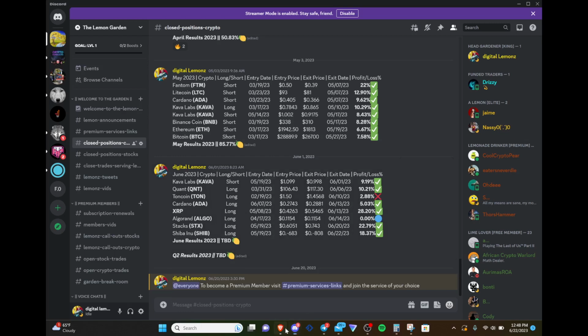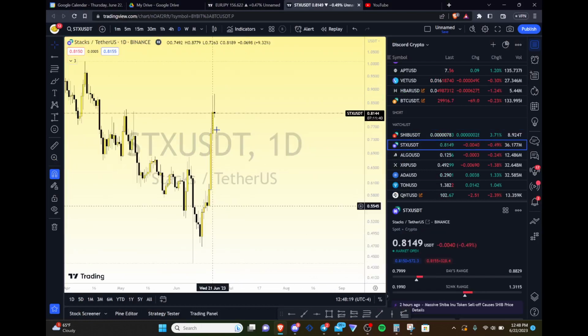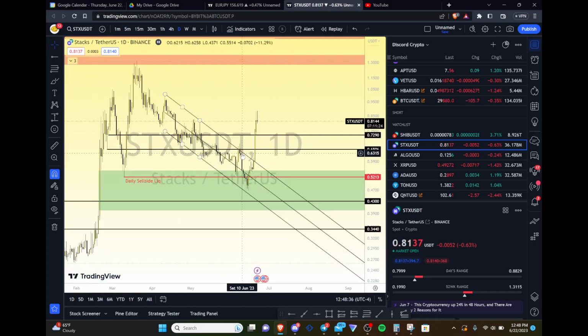Again, STX was a pretty monster trade as well. Very, very nice trade. Worked out really well. We closed it off of this candle right here. So we did leave this candle on the table. We did leave some money on the table, but like I said, it's okay. You're never going to catch the top or the very bottoms. You just want to be consistent. So we caught near the top, closed out near the top of this candle here, and banked 22%.